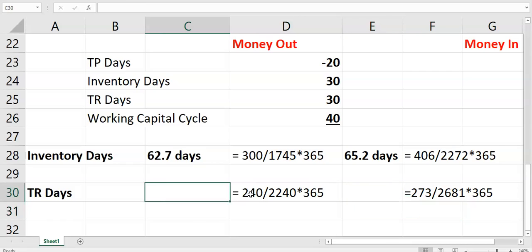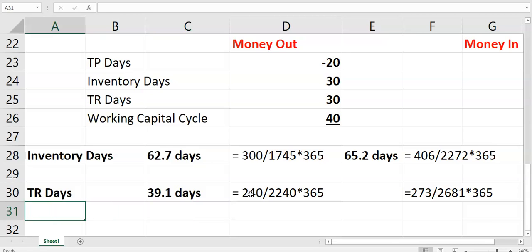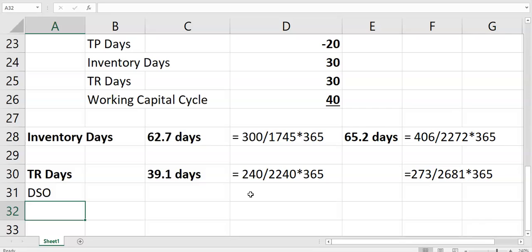Ratios can be a bit repetitive, but you need to know the formulas because they may not be given on the day of the exam. So that is 39.1 days. On average, last year, it took about 39 days for your customers to pay you. That is often called DSO, days sales outstanding, if you ever see it. The higher that is, the slower your customers are paying you.